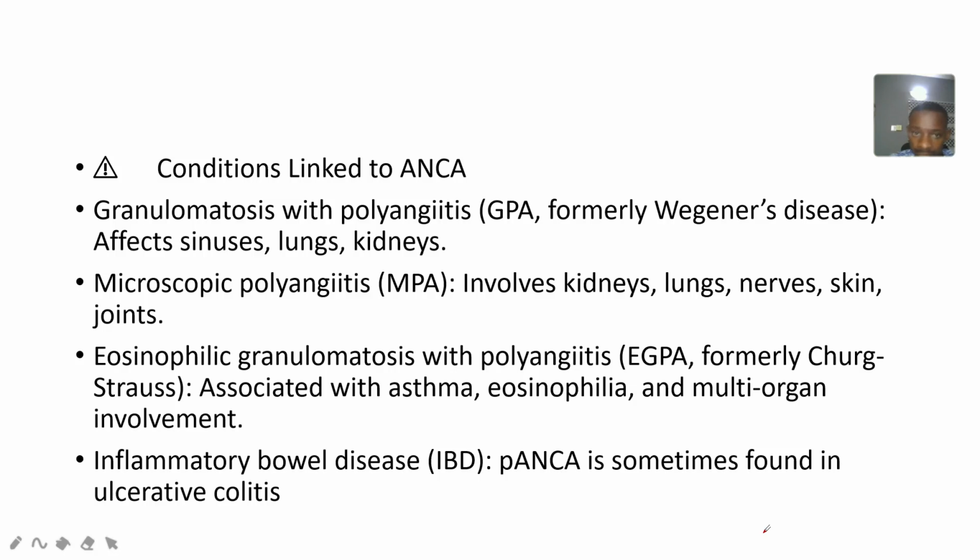Okay. So what are the different conditions where I can see it being high? Okay. Granulomatosis with polyangiitis, formerly called Wegener's disease. Inflammation in blood vessels, in kidneys, in the lungs. Inflammation of nerves, inflammation of skin, joints. You can also see the level being high. It's also associated with asthma, eosinophilia, and also inflammatory bowel disease, IBD.